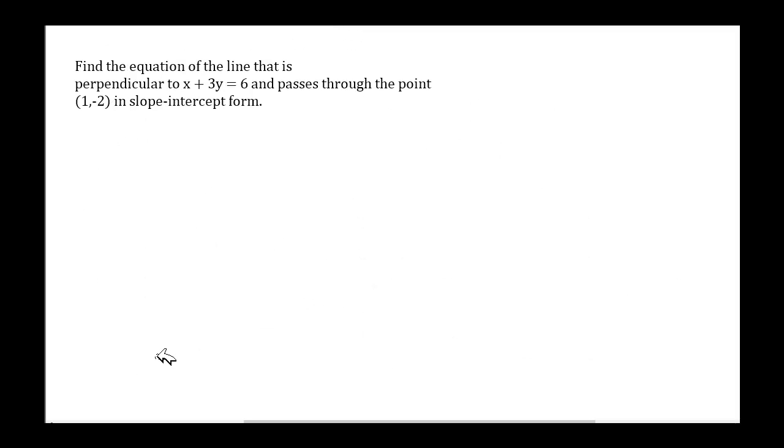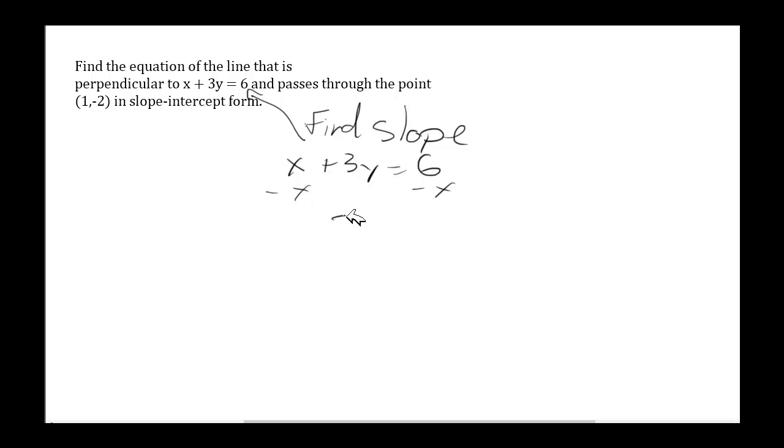Okay, this one is similar. So find the equation of a line that's perpendicular to this and passes through this point. We want it again in slope-intercept form. So first I'm going to take this equation and I'm going to find the slope, because I know I need either 2 points or I need a point and a slope to get an equation of a line. So I've got x plus 3y equals 6. I'm going to move the x over. I'm going to solve this guy for y.